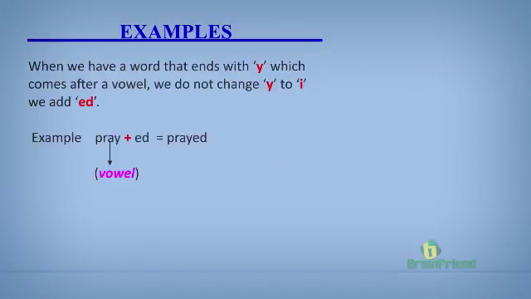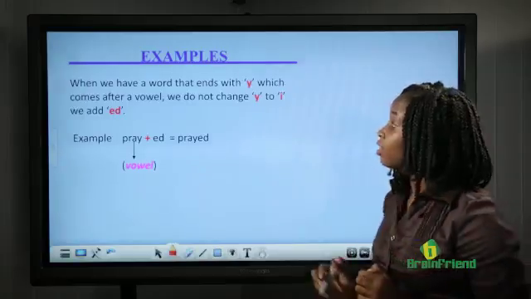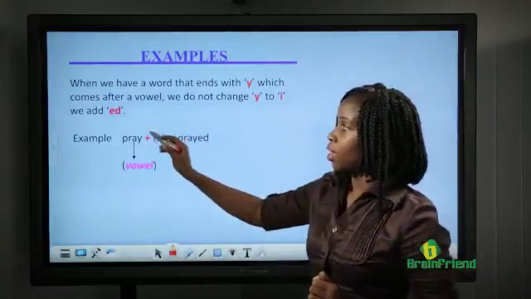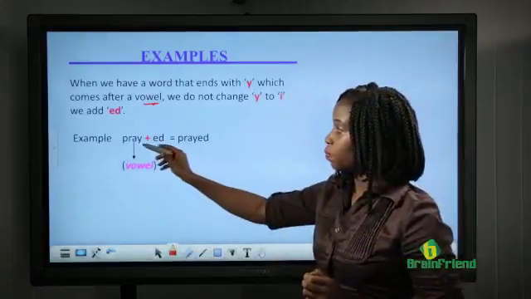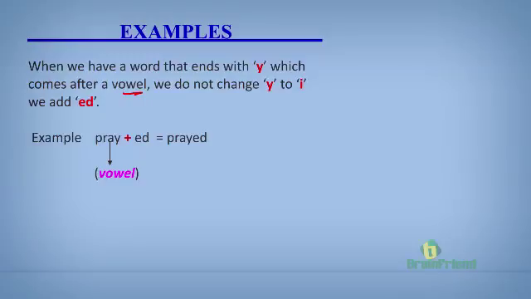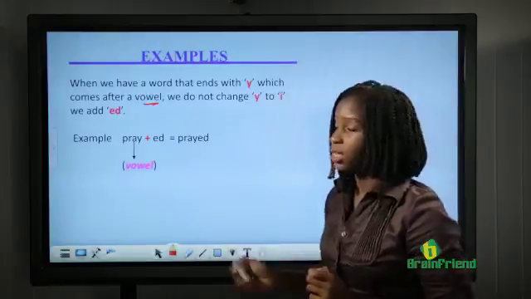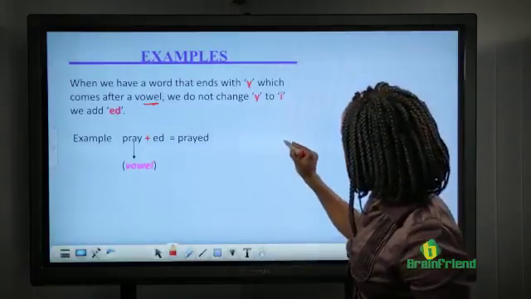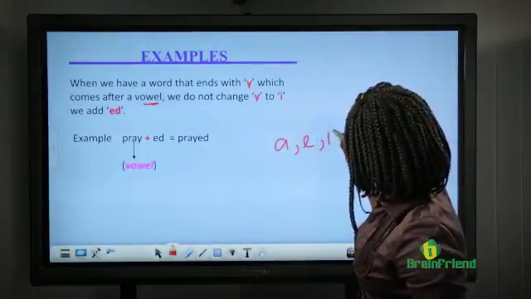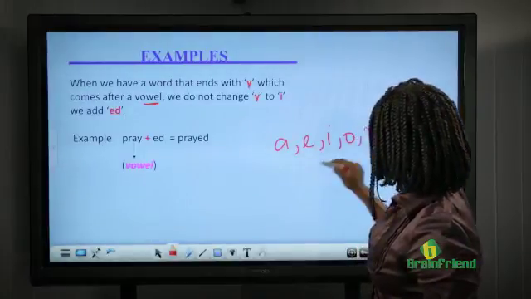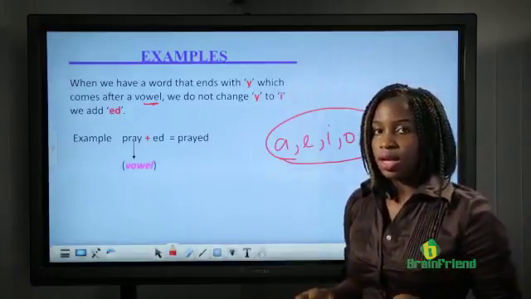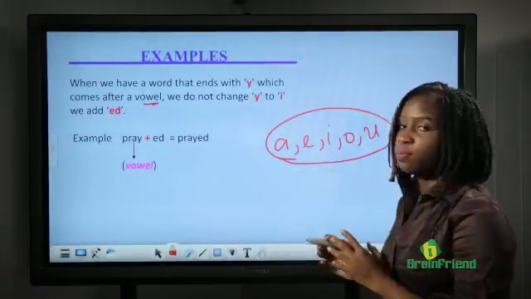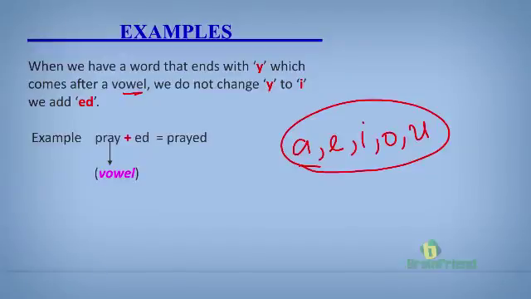But when you have a verb that ends with y but has a vowel before the letter y, we do not replace the letter y with i. We just add ed. What are vowels? Vowels are a, e, i, o, and u. These are the vowels we have in the alphabet. Every other letter besides these 5 letters are consonants.